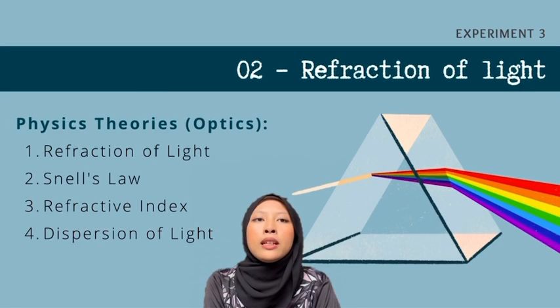For experiment 3, which is O2, refraction of light, the physics theory is about optics. It consists of refraction of light, Snell's law, refractive index, and also dispersion of light.